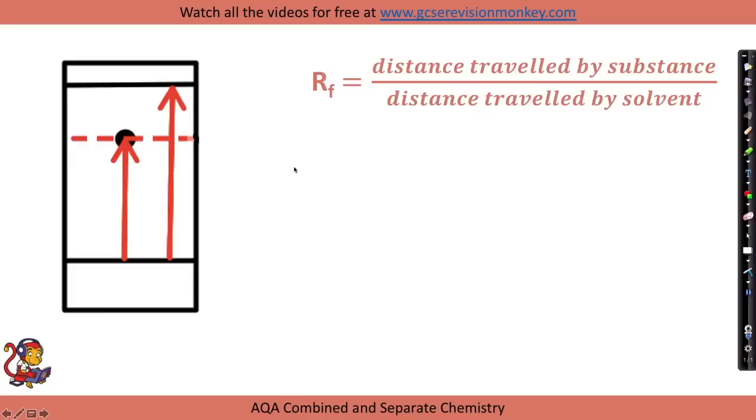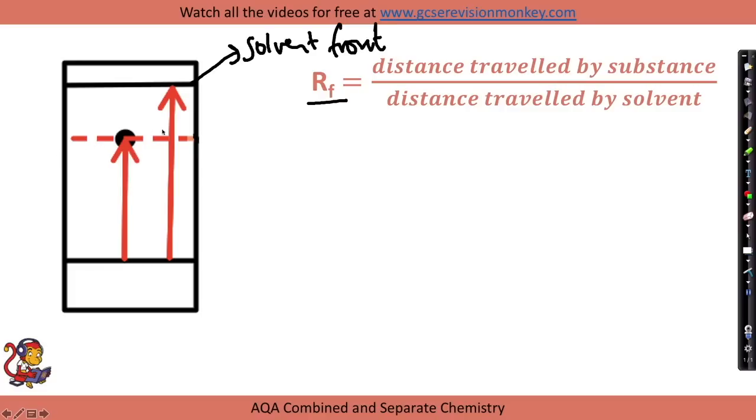In the exam you might be asked to calculate an RF value. You do this by calculating the distance travelled by a substance divided by the distance travelled by the solvent. This top line here is representing the solvent front, which is where the solvent got to before we took the paper out of the beaker. And I'm just going to show you an example using one compound here that we found on our chromatogram.